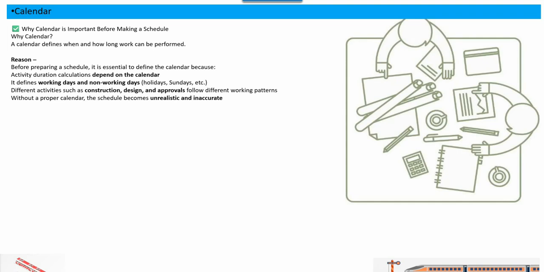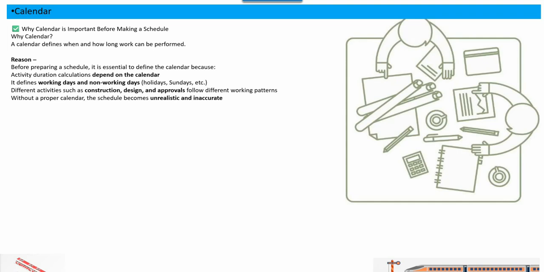It defines the working days and non-working days, holidays and Sundays. If you look at it from the client's perspective, they have more holidays, national holidays and gazetted holidays, as compared to the contractor. Their working week can be 5 days, but the contractor's working days will be on the higher side. Different activities such as construction, design, and approval follow different work patterns.